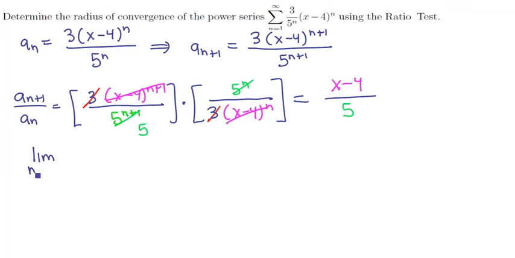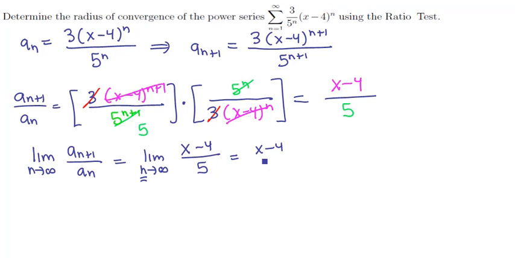Now let's take the limit as n tends to infinity of this particular expression. So that's the limit as n tends to infinity of x minus 4 over 5. Now notice that there's no n's anywhere in this formula at all, so it's just a constant. So the limiting value is x minus 4 over 5. Now the ratio test says we need to take the absolute value of this and determine when that's less than 1. So let's solve that inequality.